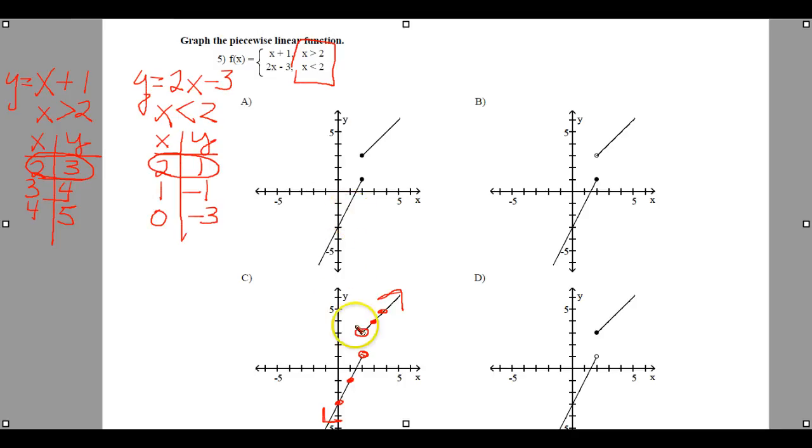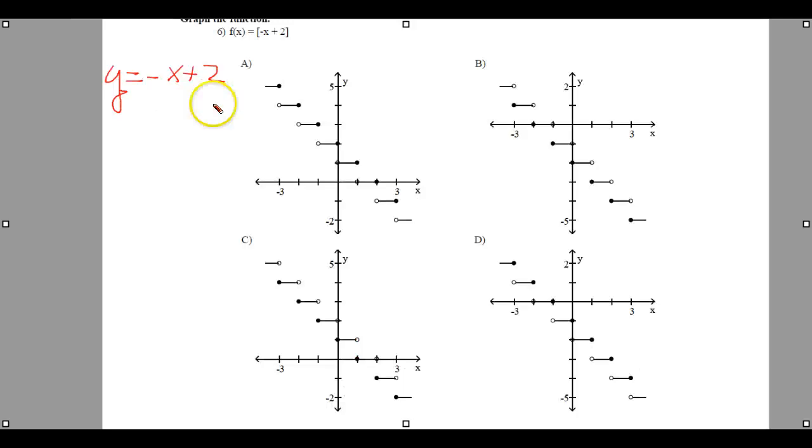And interestingly, is this a function? Yes, this one's a function. This one is not a function because the x would be used twice. This is a function, this is a function. But this is the answer.